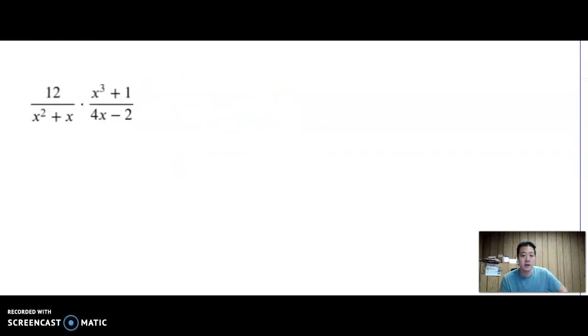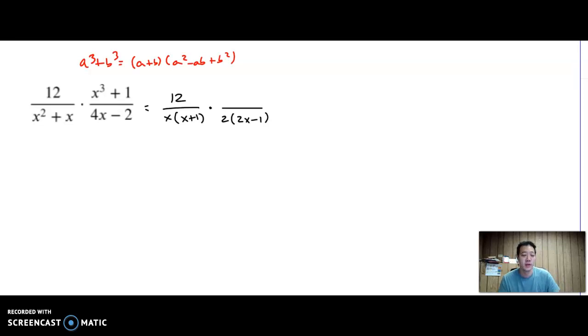This next problem here, so we take out a GCF of x, and that's x times x plus 1. And in this denominator, we take out 2. And up here, we gotta remember how to factor cubes, right? The sum of cubes. And so I put this little reminder up here. And so then that factors to x plus 1 times x squared minus x plus 1. And then we can tell that the x plus 1's cancel out.